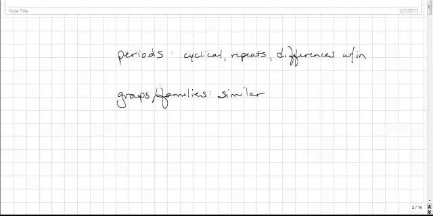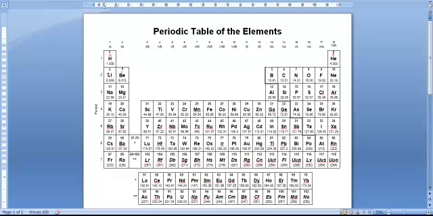And so those periods and groups are found on our periodic table, okay? The periods are actually listed on the side. It says period, okay? The periods are the rows. And so period 1, 2, 3, 4, 5, 6, 7 refer to row number 1, row number 2, row number 3, 4, 5, 6, and 7, okay?